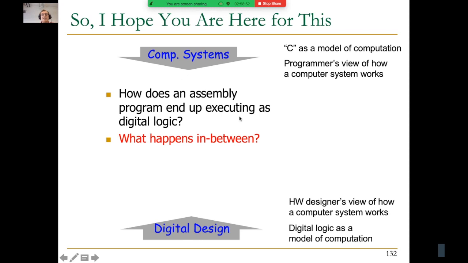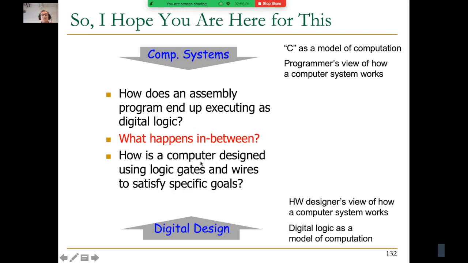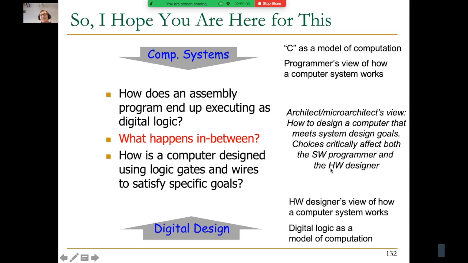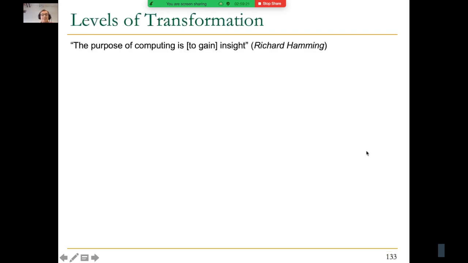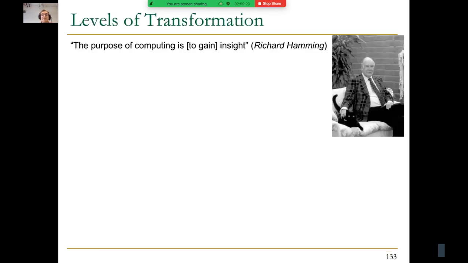In computing systems, we normally look at how a system executes a program, assuming something's in the digital logic. You don't go below the interface. In a traditional digital logic course, you talk about logic gates and wires and how to build a computer, basically. An architect is really thinking about a computer that meets a system design goal. So the architect really needs to know what's going on in both parts, because his or her choices critically affect both the software programmer and the hardware designer in the end. So that's why levels of transformation are very important.